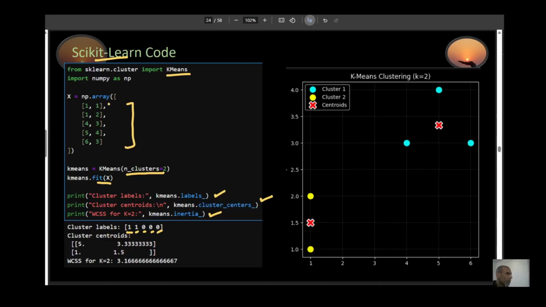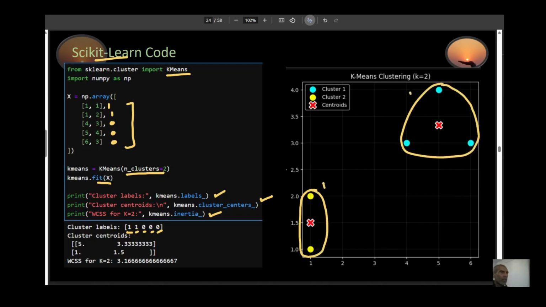That would be this right here. So this is 1, this is 1, 0, 0, 0. The 1, 1 basically refer to the same class. So these 2 points belong to the same class. These are your 1, and these 3 right here are in your class 0. And this is your centroid point.